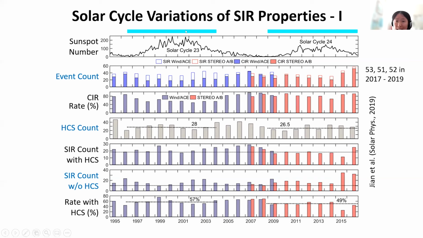This just marks the corresponding phases for the 2 cycles. And also you see there are more stream interactions in cycle 24. And these are the numbers in 2017 to 2019. So it's really occurring more often. And this is the heliospheric current sheet crossing counts, slightly fewer. And these are the association rates, noticeably lower, possibly because of more pseudostreamers and also equatorial coronal holes.